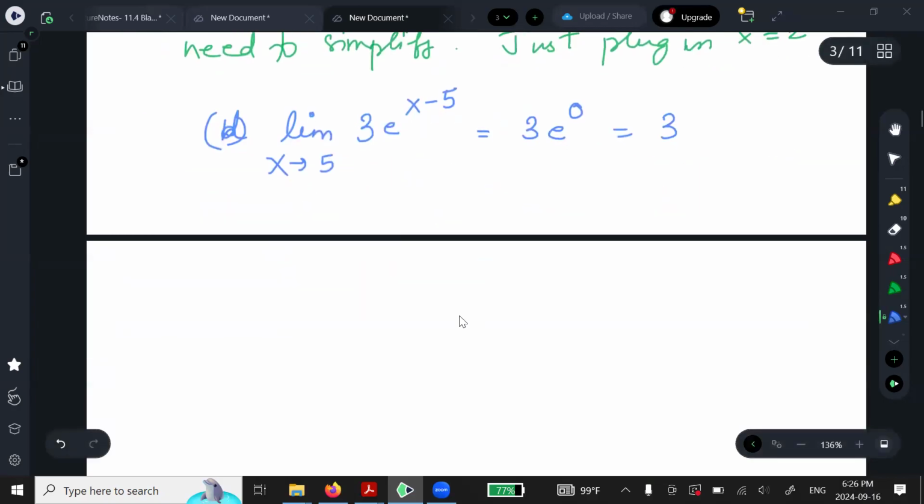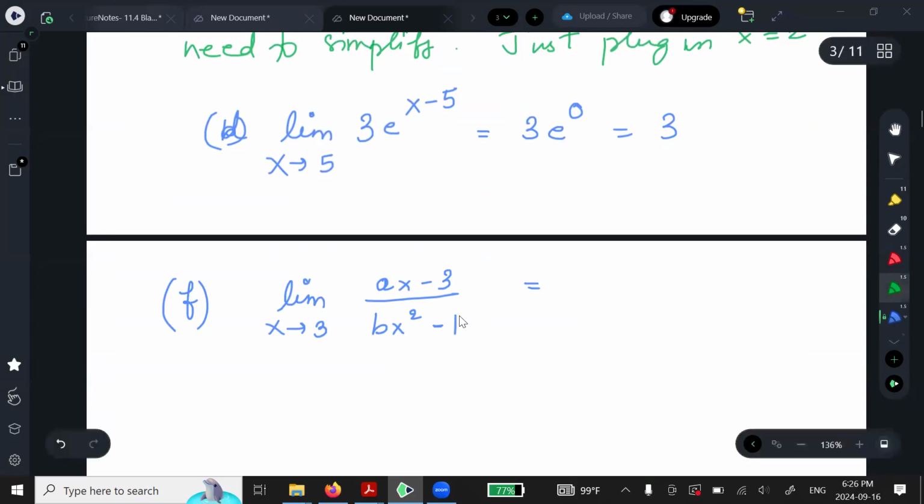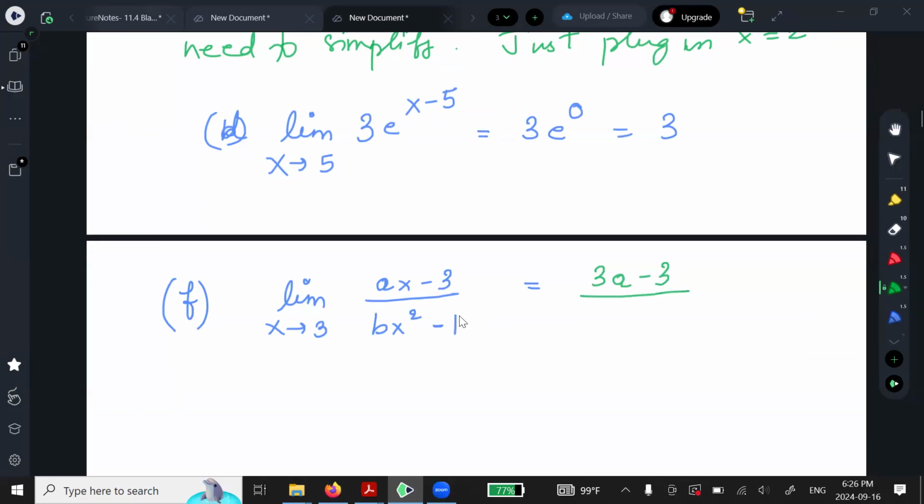Let's talk about number f here. So I have limit x approaching to 3, ax negative 3, and I have b x square negative 1. Now a and b are any real numbers, okay? What is the limit? Just plug in 3. You cannot solve anything, right? You see what I did? I just plugged in x equals 3 because a and b, I'm treating them as constants.